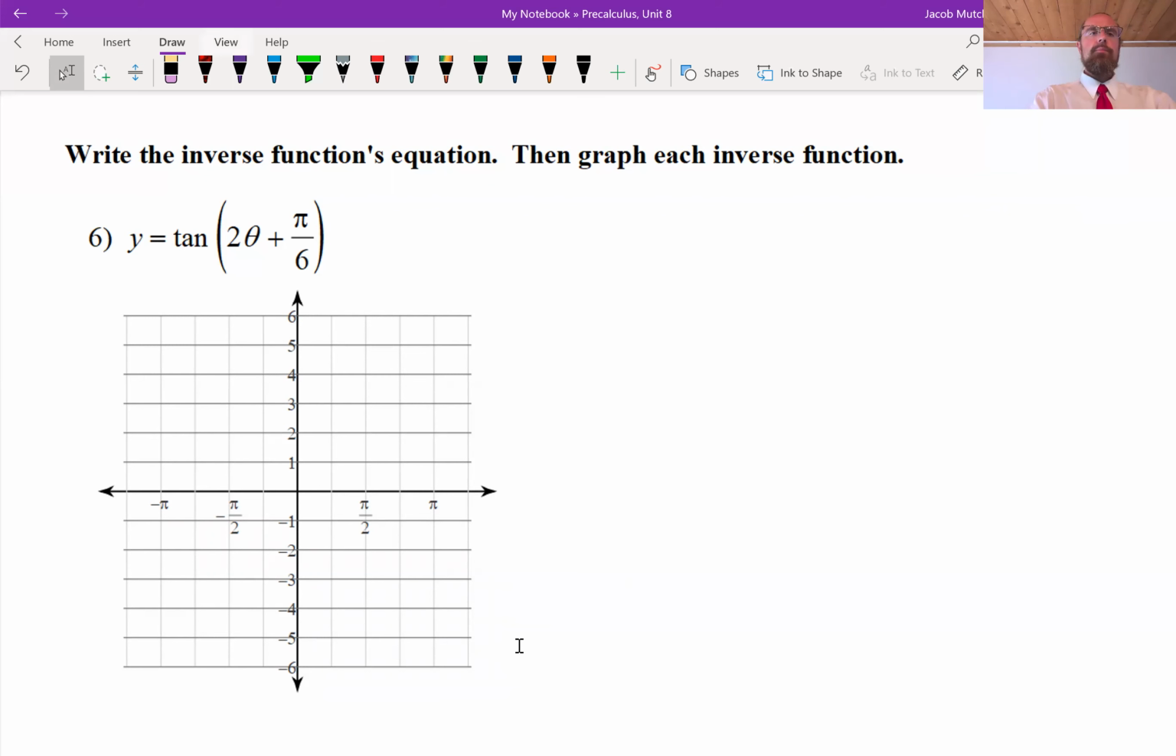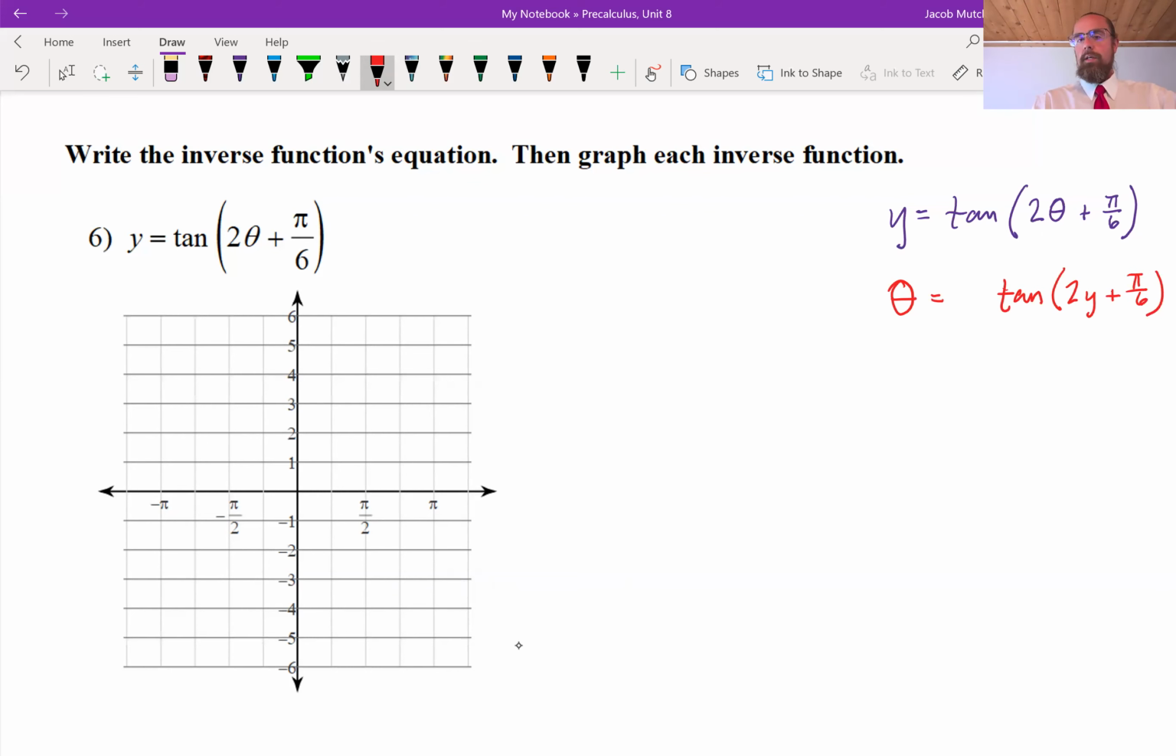I want to start off the same way by writing the inverse function. So we'll put the original first, tangent of parentheses. Now I've got to mind the parentheses here, 2 theta plus pi over 6. I just have to keep in mind 2 theta plus pi over 6 is altogether the angle. We'll make our first step. So I'm going to switch the variables. Instead of y, I'm going to write theta. Leave a space there, just anticipating inverse tangent, and 2 y plus pi over 6 instead of theta. And at that point, we are ready to apply inverse tangent.